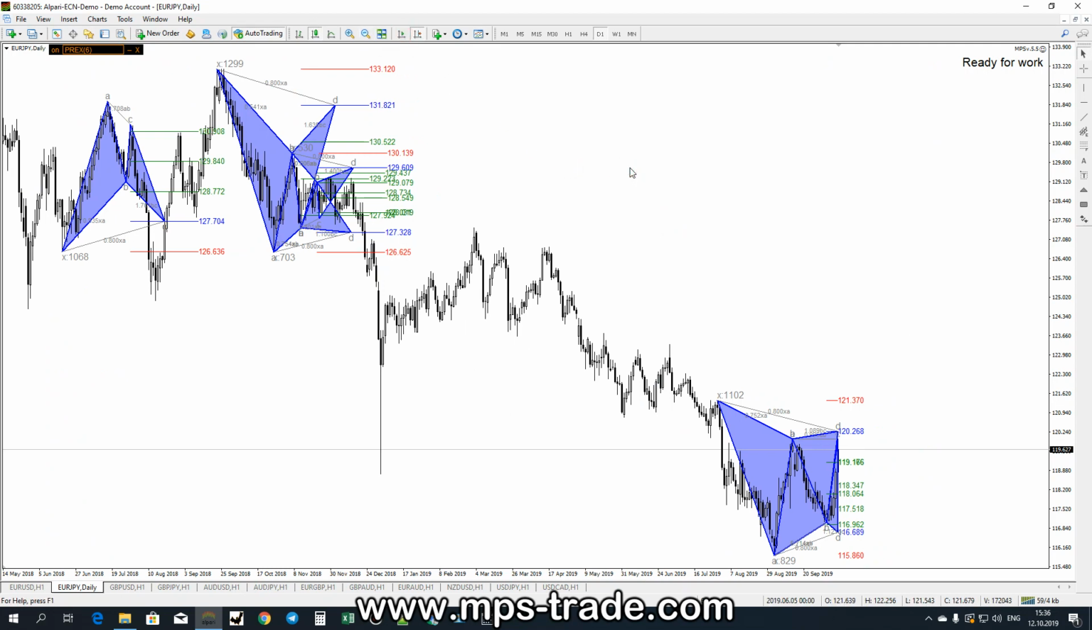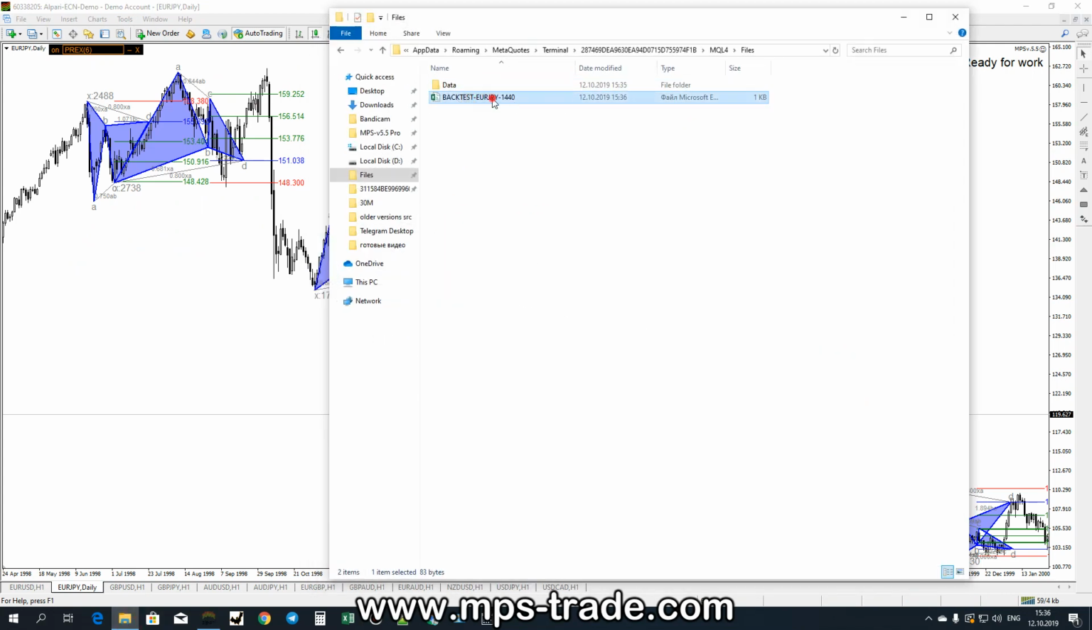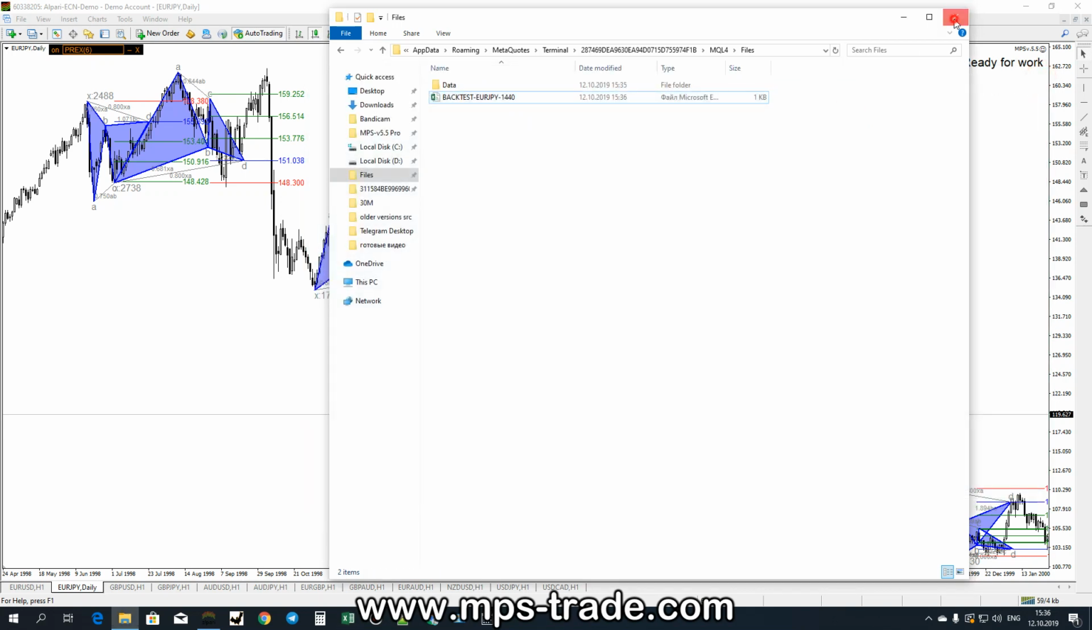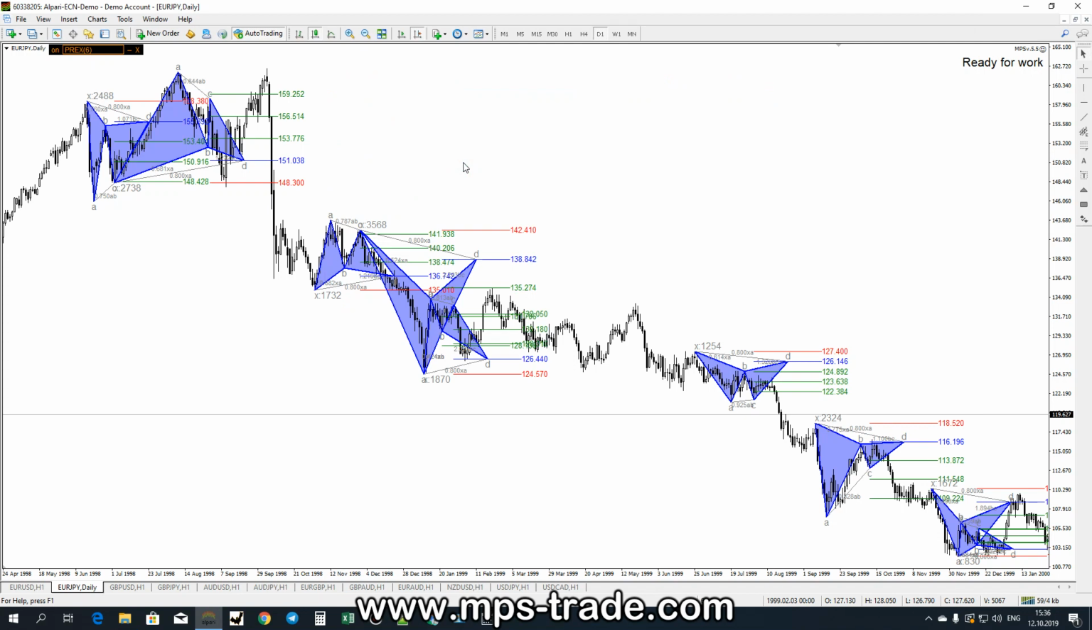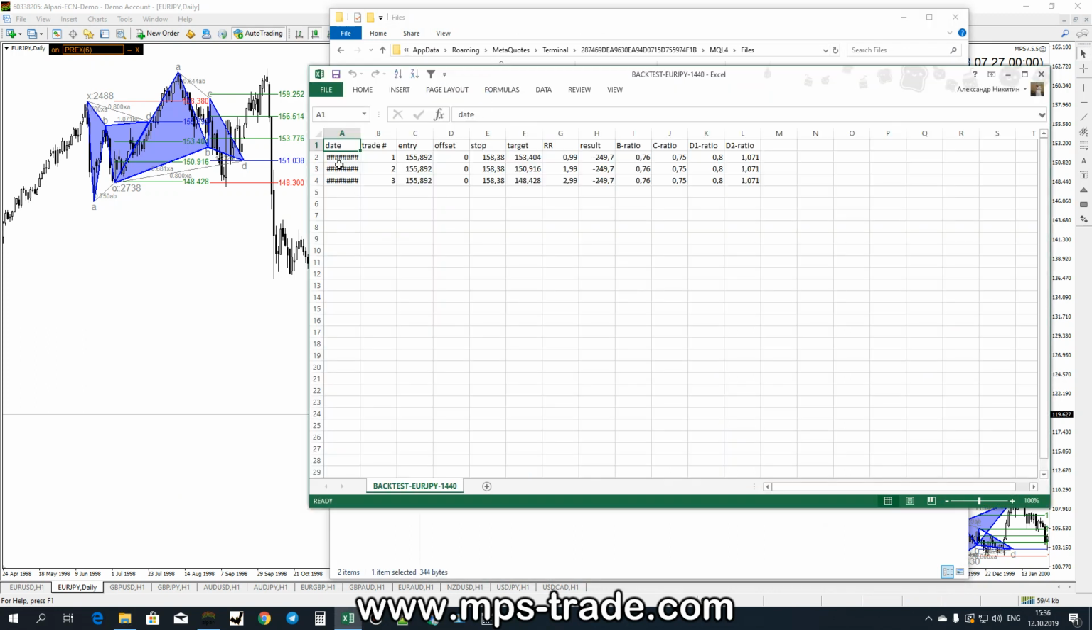Go into the very beginning of the chart. Let me show you how FBU works. It creates this backtest Euro-Yen file. Right now it is empty, so we have no lines here. If I do some work, we have this pattern, and it hits stop loss. I am using target 1, target 2, and target 3, so I will backtest 3 targets at the same time. This very trade was actually 3 trades, all losses. That's it. The trade is recorded into this backtest file.